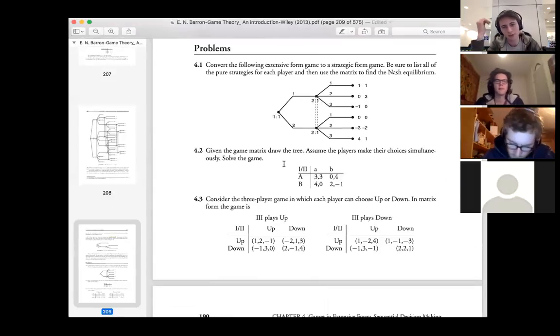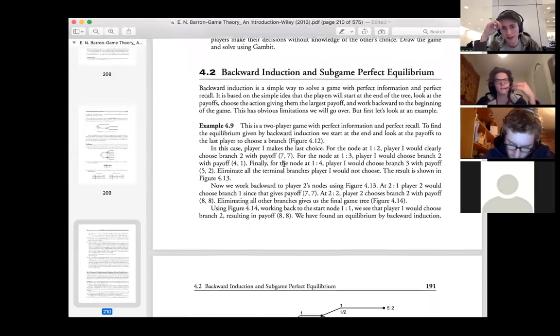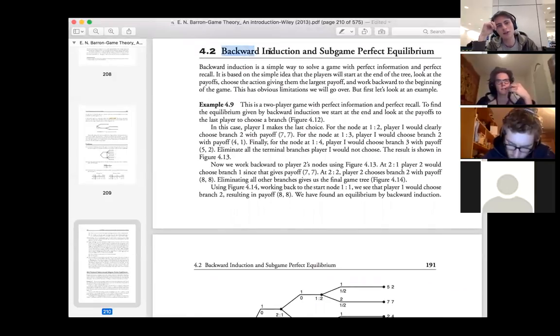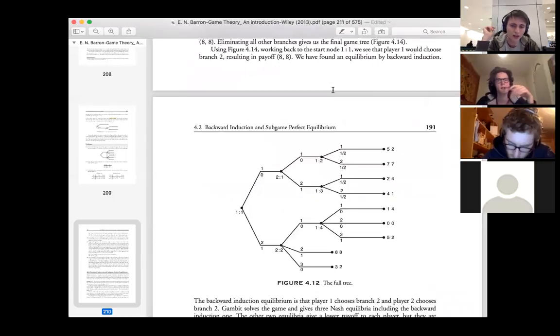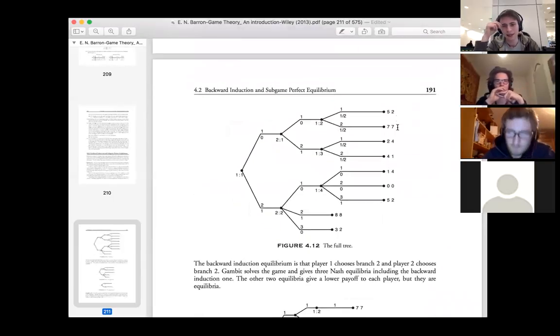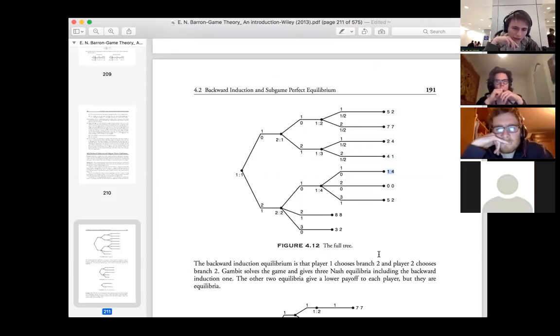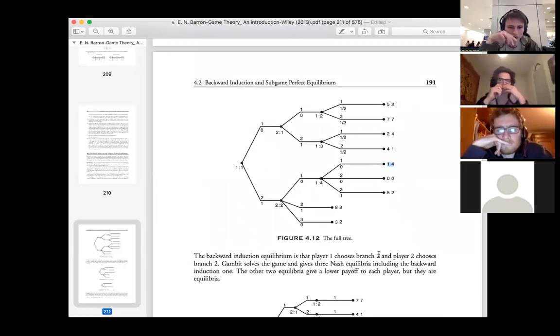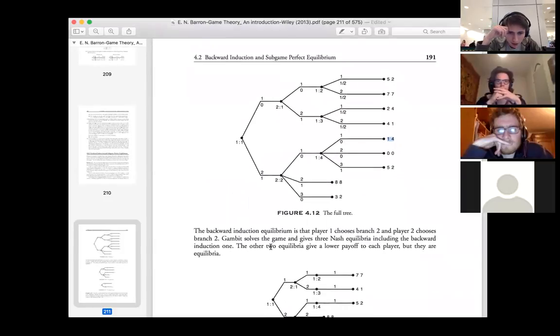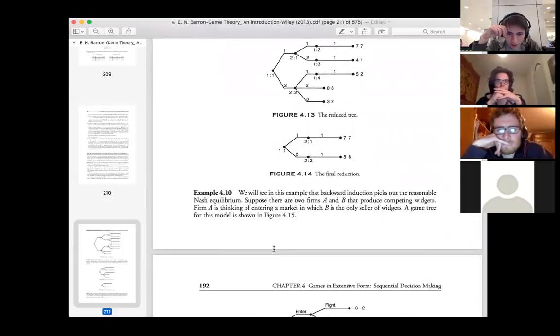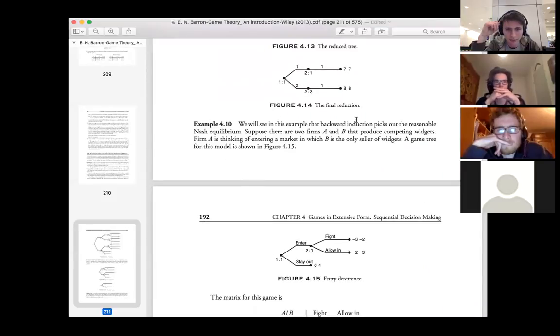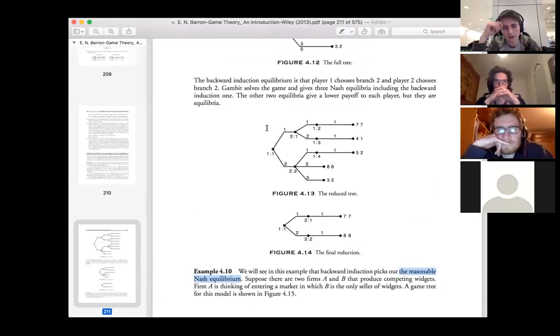Yeah. So, the problems I think are pretty simple. The last thing is just backwards induction. And there's just one thing to note here: if you go backwards and you choose the best strategy, then you can actually find a particular Nash equilibrium, which is, I believe, the rational equilibrium. Let me find where it actually says, reasonable Nash equilibrium. It picks out the reasonable Nash equilibrium. So like, for instance, this one, right?